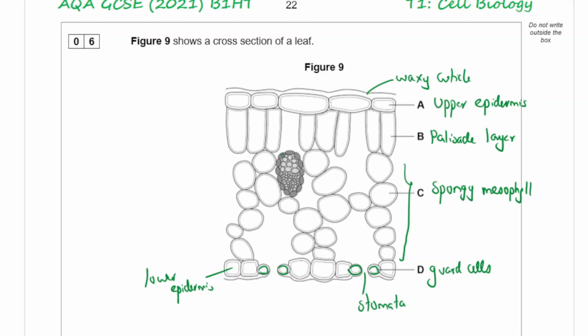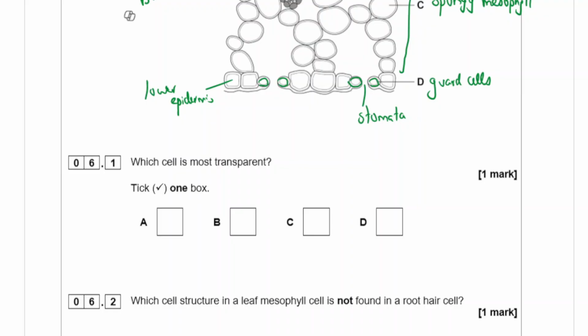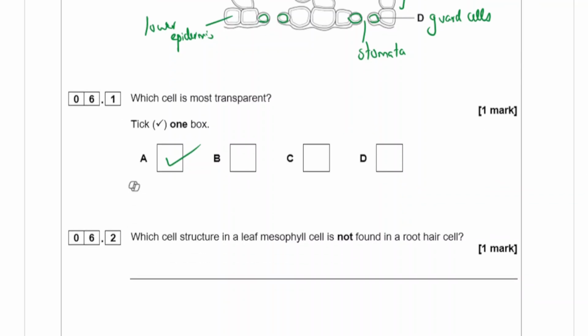And this is the vascular bundle, which contains the phloem and the xylem, which is basically the veins. So which cell is most transparent? That would be cell A, which is the upper epidermis. It's important that it's most transparent so it can allow light to pass through to the palisade layer.